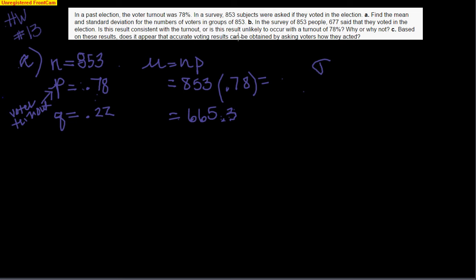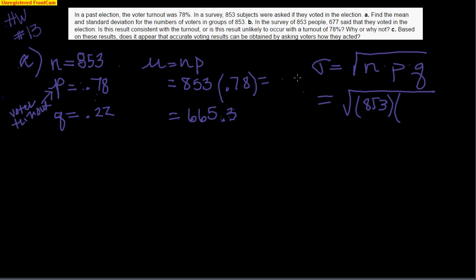With a standard deviation of, the formula for standard deviation, it was the square root of N times P times Q. So that's going to equal the square root of 853 times P, which is 0.78, times the Q, which is 0.22. And again, you want to make sure to multiply all that together before you actually hit your square root sign. And it looks like we get a standard deviation of 12.1. All right, so that answers part A.